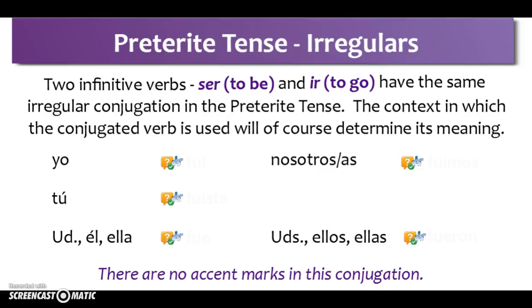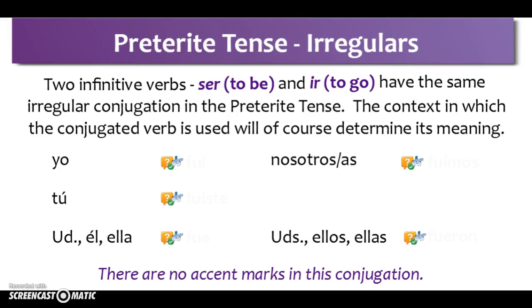Bueno, in this lesson we are going to look at 5 different Spanish verbs that are irregular in the preterite tense. Those verbs are ser, ir, ver, dar, and estar. Let's start with ser and ir. Ser meaning to be and ir meaning to go.